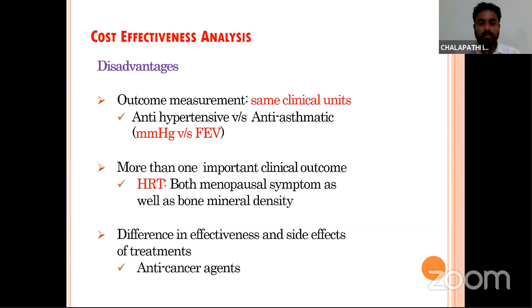So here, if you give the hormone replacement therapy, both menopausal symptoms as well as bone mineral density outcomes will be affected because of hormone replacement therapy. So when you are looking into one outcome, your objective should be clear. You should not take both outcomes, which are generated from two different sets of clinical outcomes. If you are focusing only on menopausal symptoms, you focus only on that. You should not consider any outcome which is generated out of bone mineral density.